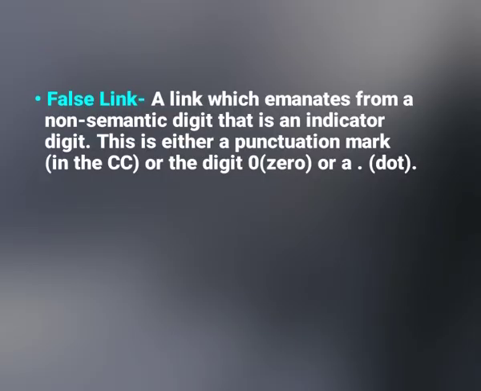So, here 330 dot. The dot here becomes a false link. So we do not derive headings for 330 dot. We do not derive a heading for 330, and we do not derive a heading for 33. That is also a false link. So you need to understand what is a false link, what is a short link, what is a missing link. A false link is a link which emanates from a non-semantic digit, that is, an indicator digit. This is either a punctuation mark or the digit 0 or a dot. You need to remember it is a false link.